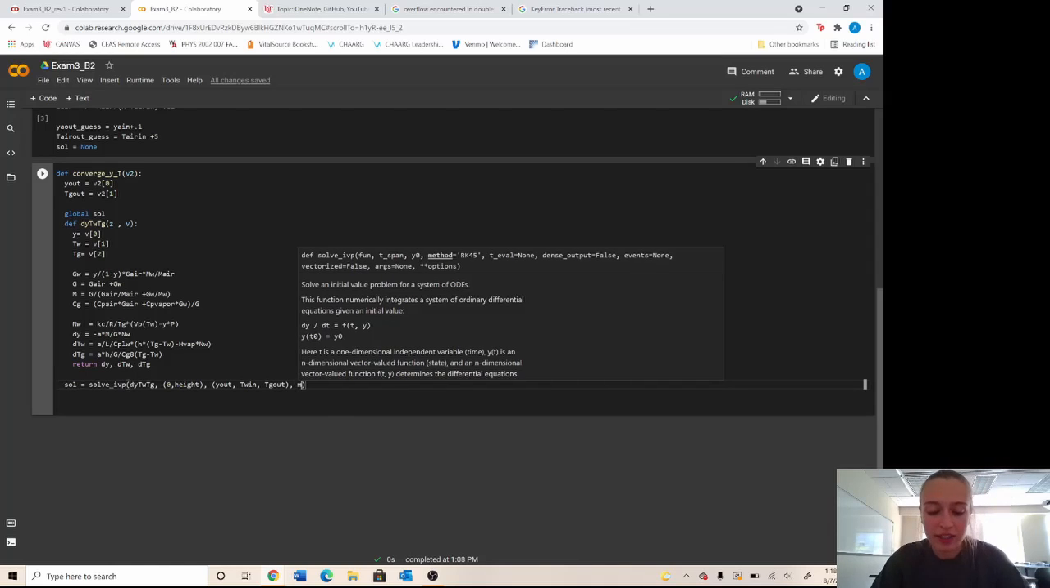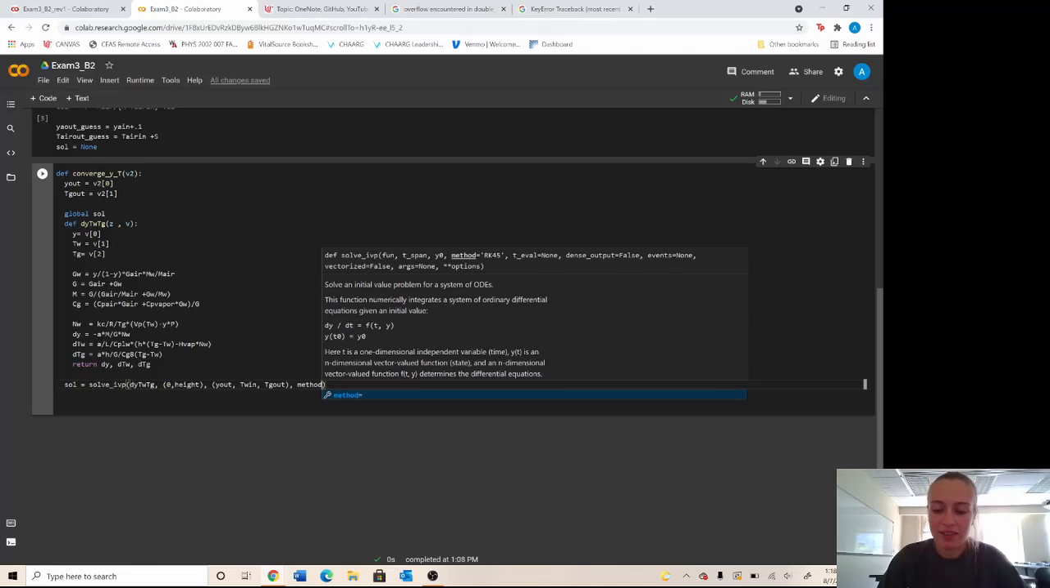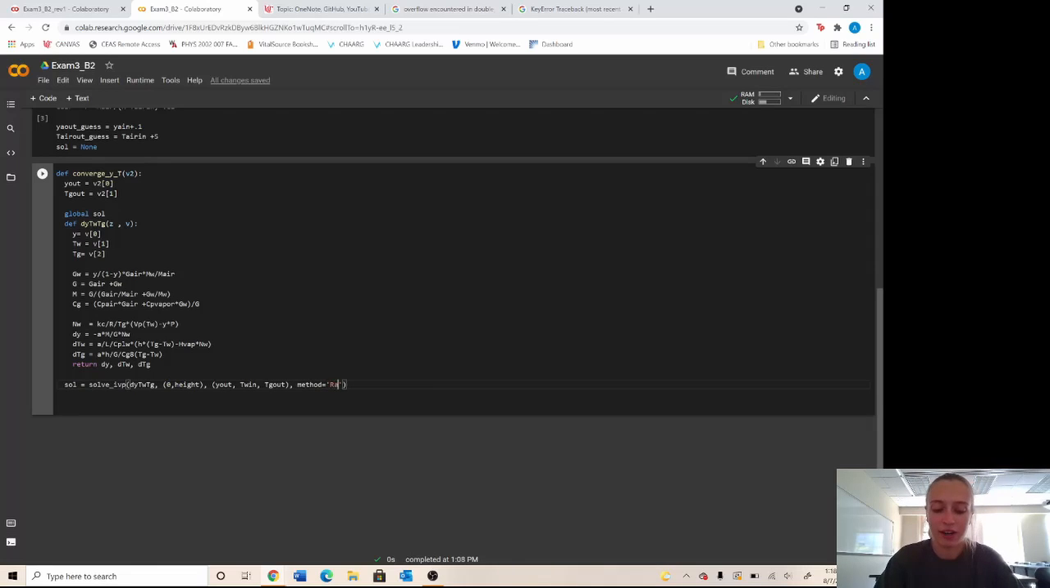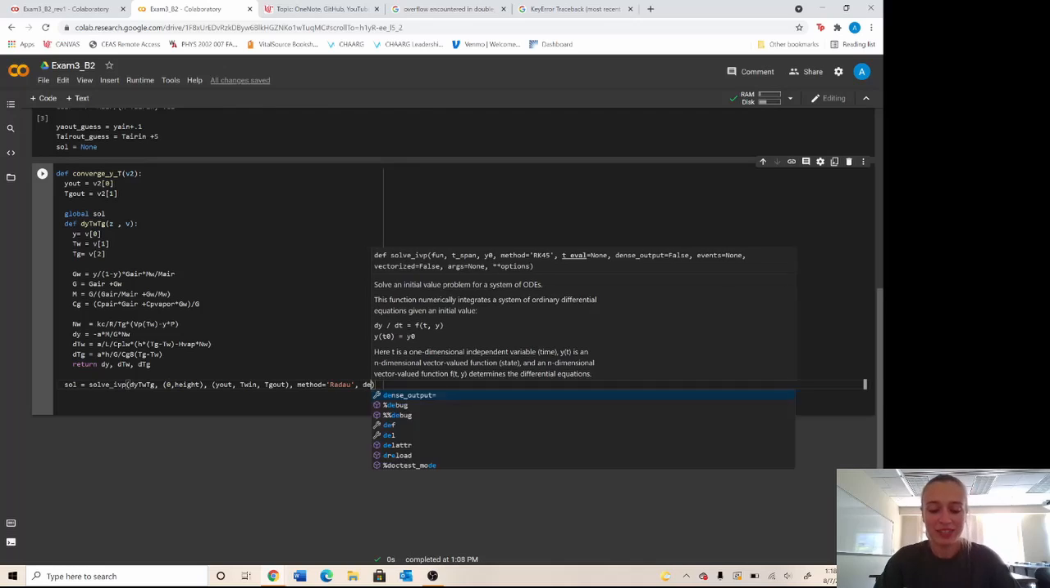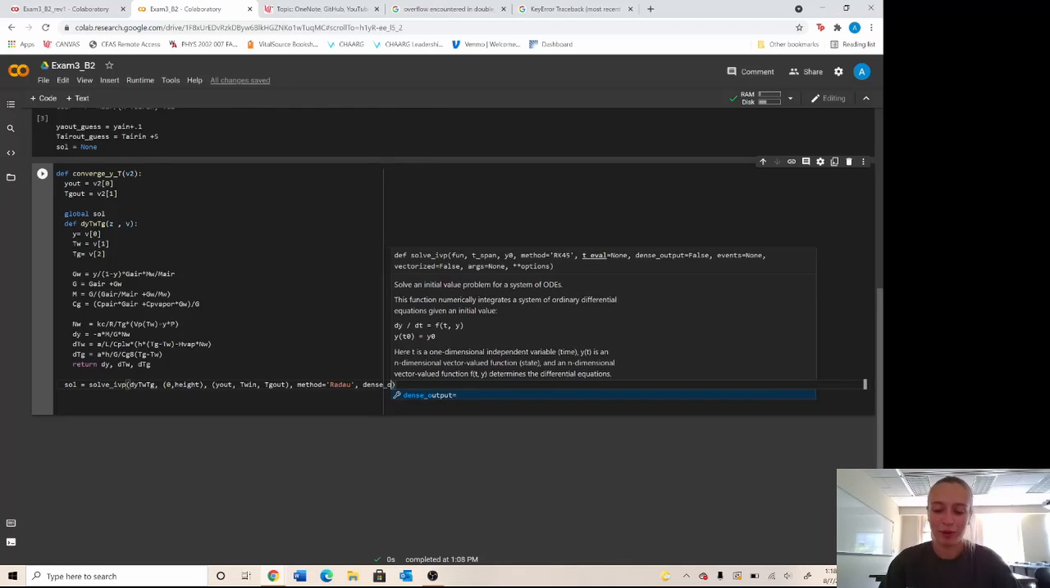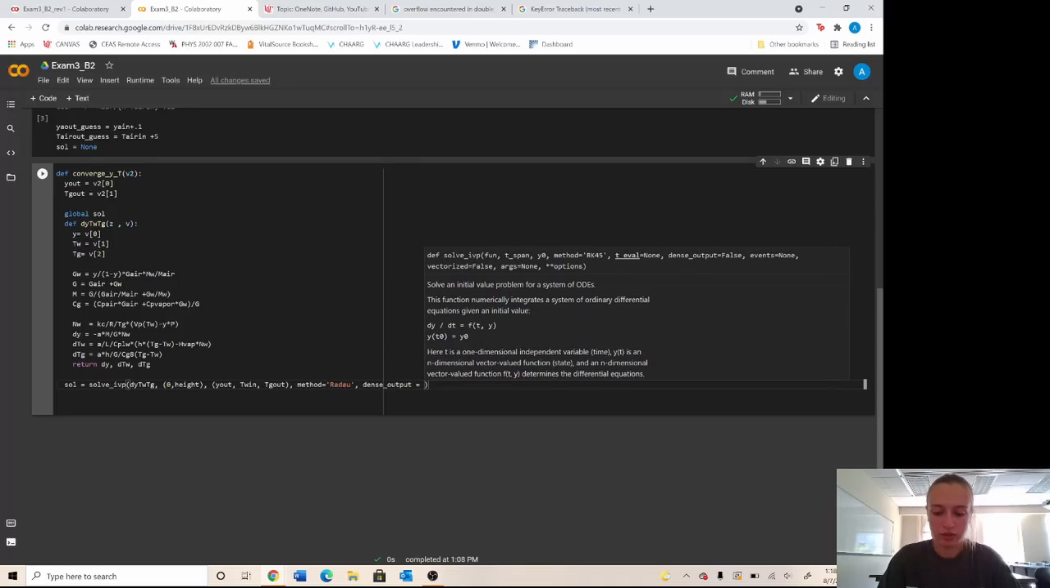And then I'm going to define the method that we're going to use. So I'm just going to use the Radau method of solving this. And we also need to say dense_output is equal to true. So this will give us our values all in the same thing.